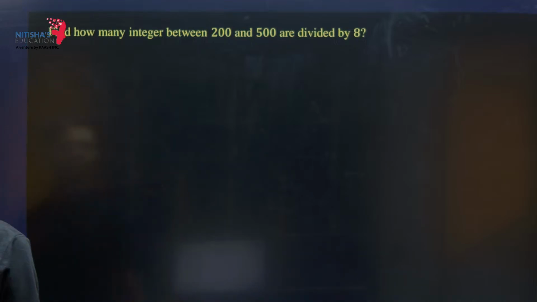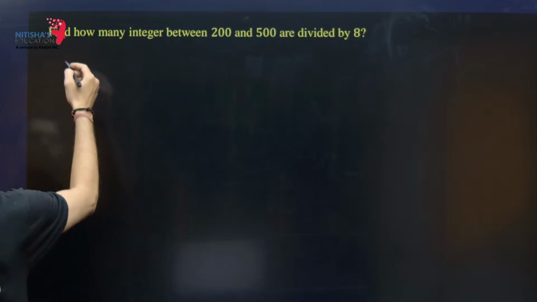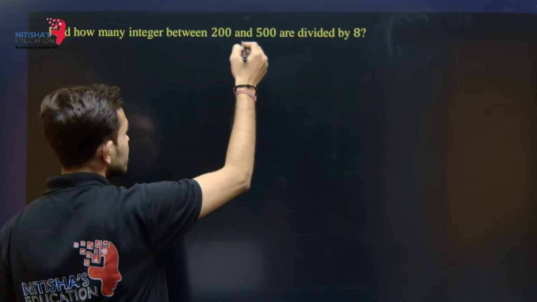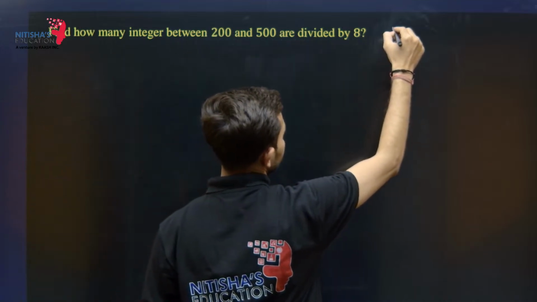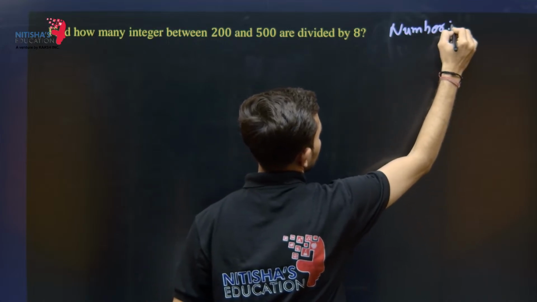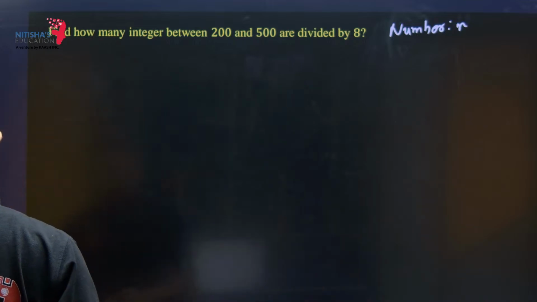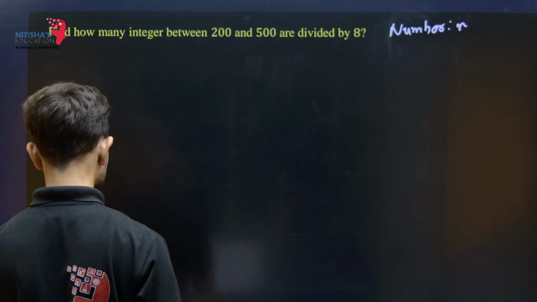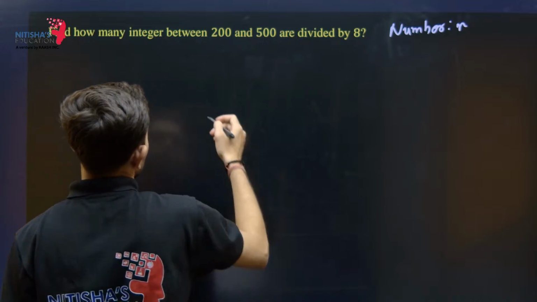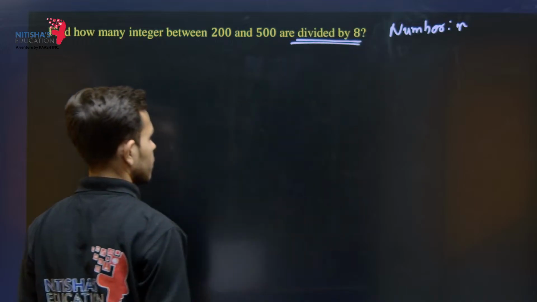Find how many integers between 200 and 500 are divisible by 8. Okay, so we need to find the number of integers. It means we need to find the number n, right? We need to find a number, and that number is divisible by 8.